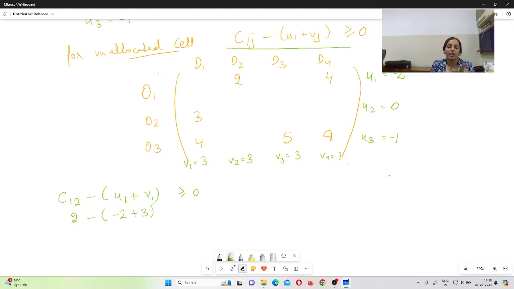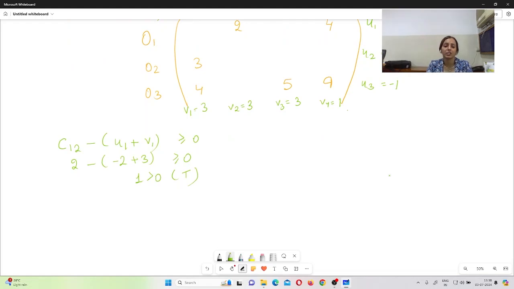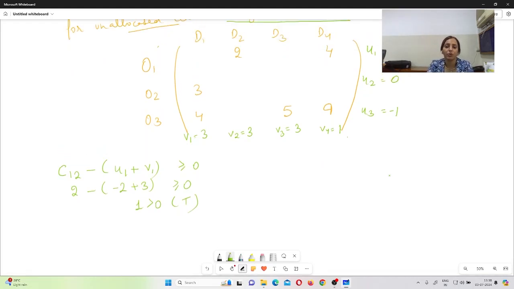3 minus 2, that will be 1. 2 minus 1, that will be 1. If 1 is greater than 0, the answer is yes. This statement is true. 1 is greater than 0. That means this situation is true. This is for the one cell, that is C12. We have to find all the cells again and again and check for each cell whether this statement is true or not. Right. Now coming up to this, we have found the first unallocated point.